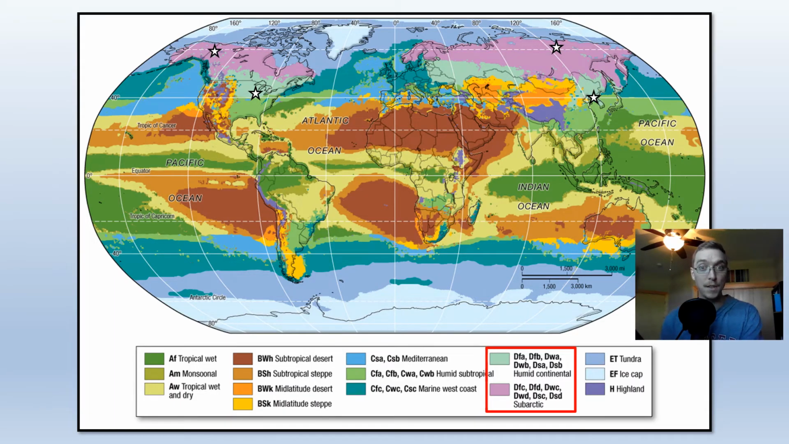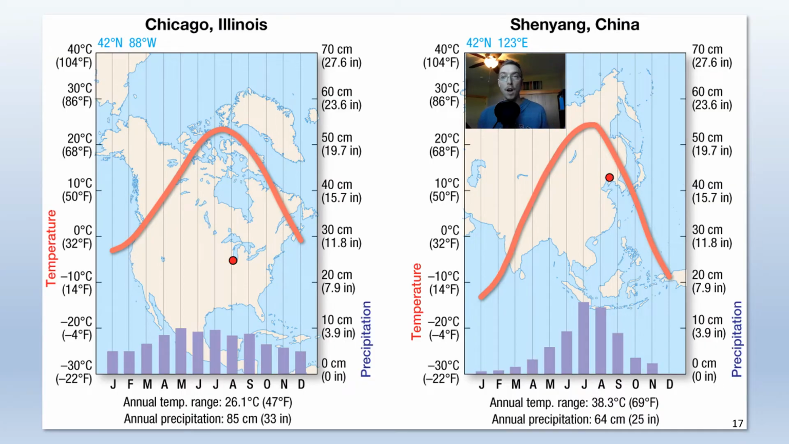Here we can see the location of some of the ones we're going to be looking at. We're going to start off with Chicago, Illinois, and Shenyang, China. Go ahead and pause the video now and try to figure these ones out.